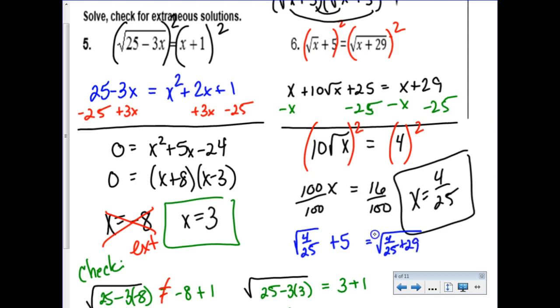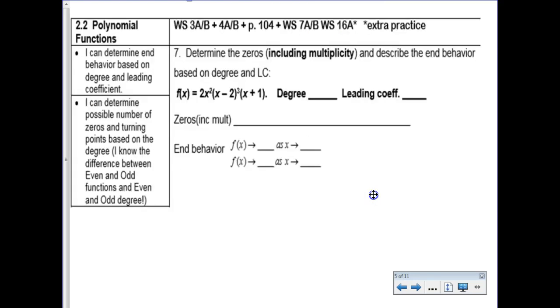Since you're checking, you could literally just type each side of the equation into your home screen and see if the decimals match. They do, because I know this one works. All right, moving on.